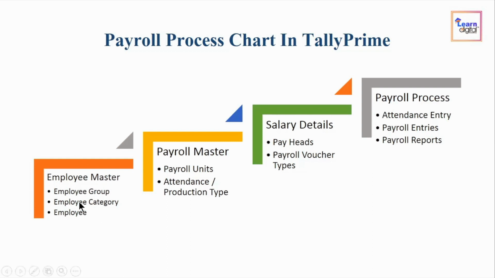In that we create employee category, employee group and different employees. In the second step, payroll masters need to be created, in which we create payroll units and attendance type or production type. The third process is creation of payroll pay heads and payroll vouchers, different types of vouchers. And lastly, we pass the attendance entry, payroll entry, and we check the reports, payroll reports. So out of which the first two we have completed in session part one.